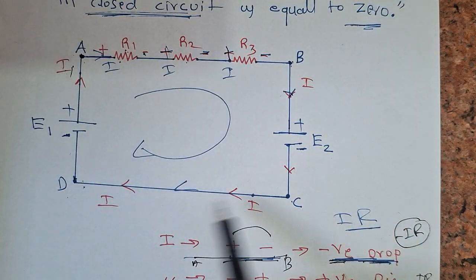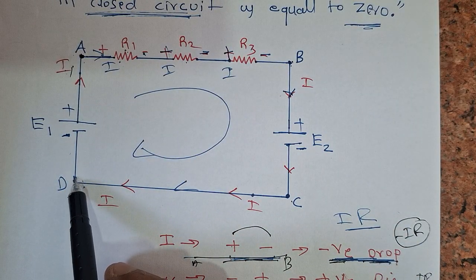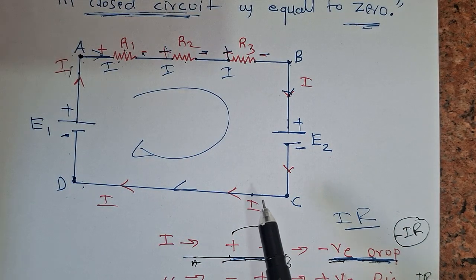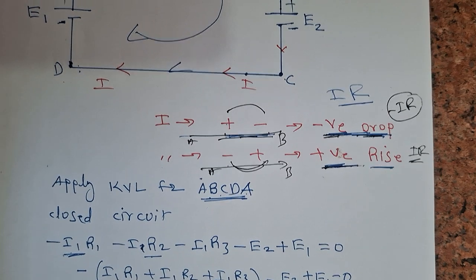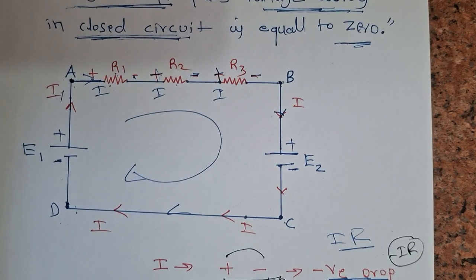This is a closed path. We should not stop here because we have to follow the procedure. So next, now we are moving A to B.